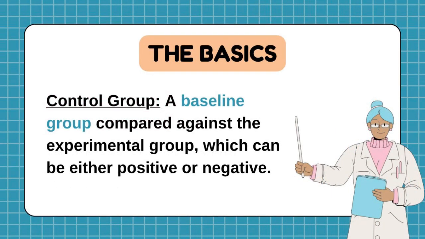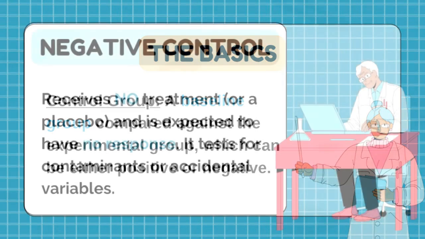So first, let's define what a control group is. A control group is simply your baseline. It is the group that you compare your experimental results against. Without it, you have no way of knowing if your treatment actually did anything. Now, control groups come in two different types, negative and positive.